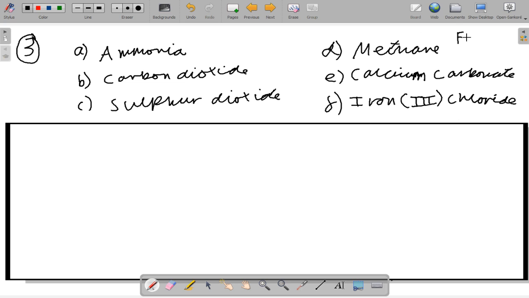So since I told you that iron has a 3+, each chloride ion has a 1- charge, so you need 1 iron atom to cancel out 3 chlorine atoms.